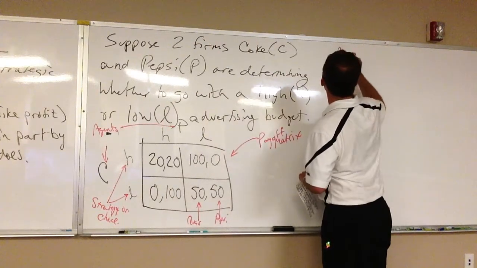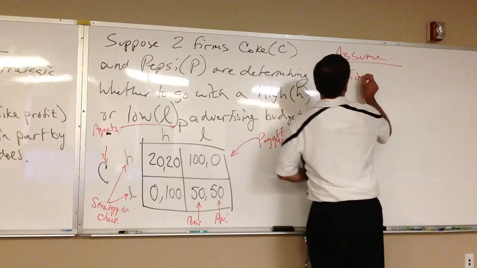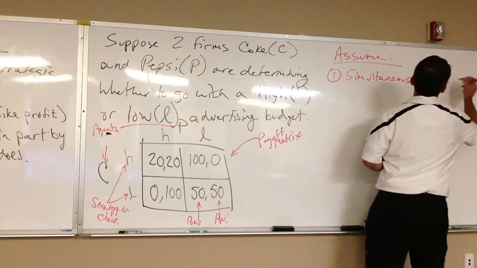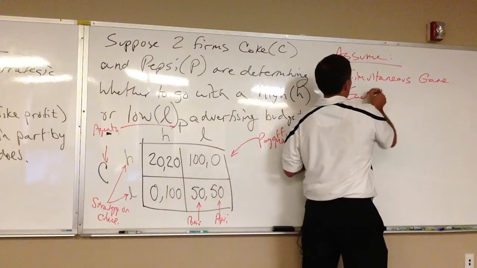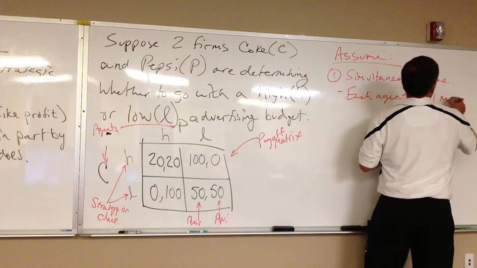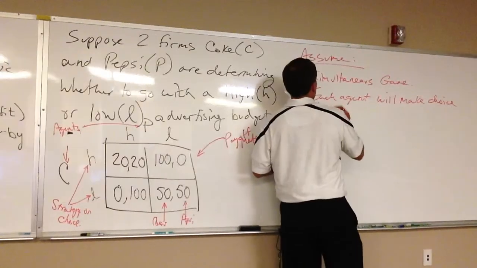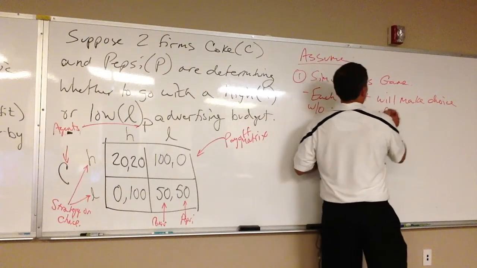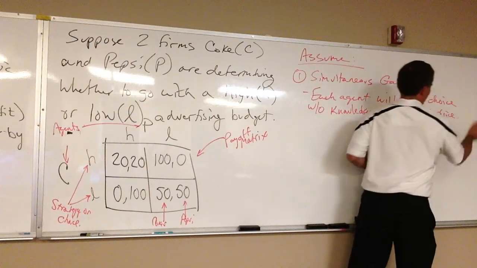So assume these assumptions end up being important, that this is a simultaneous game. What does that mean? It means that each person, each agent, each company will make their choice without knowledge of the other's choice. That's just a subtle distinction there, by the way.